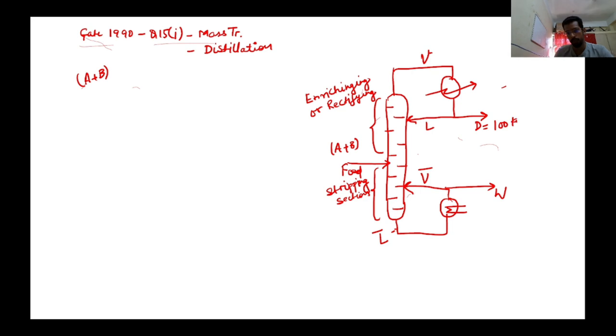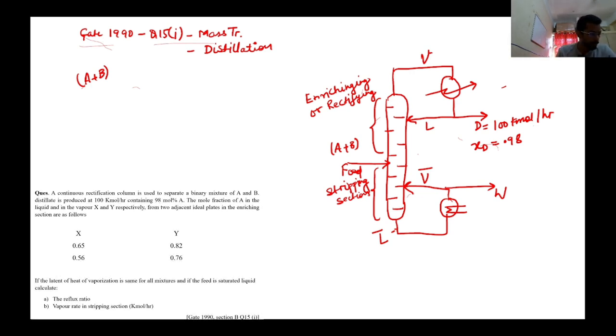Okay, now we have the value of D, 100 kilomole per hour. In this D, our desired product composition is 0.98. The mole fraction of A, which is more volatile, and A is our product. The mole fraction of A in the liquid and in the vapor. So liquid composition is shown by X and vapor composition is shown by Y, and we are writing for component A.